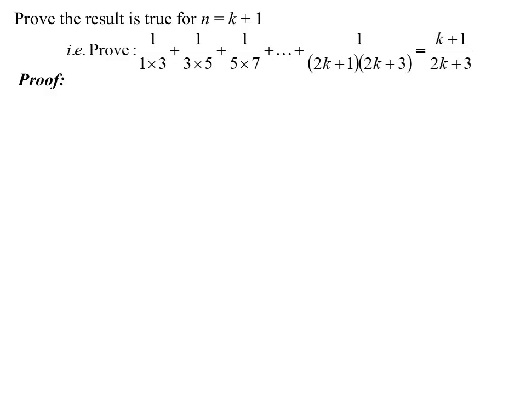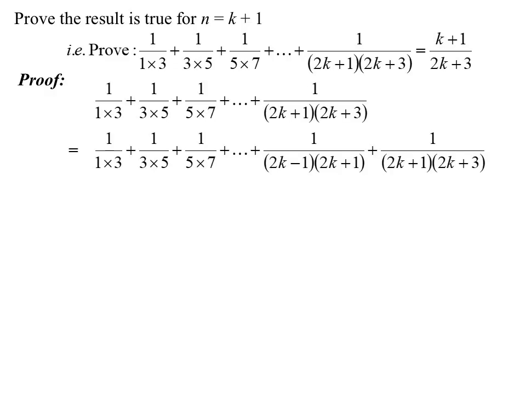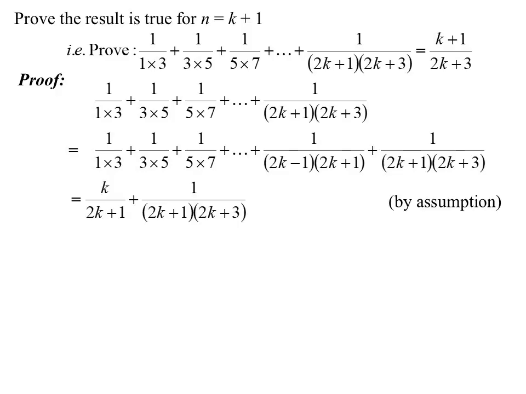Let's do the proof. I'll rewrite it. So I got clearly what I'm going to end up substituting in for the assumption, so our sum to k terms plus the next term. Do the substitution. Okay, I got algebraic fractions. The answer I want is also an algebraic fraction. Make it all one fraction. Common denominator then becomes 2k plus 1, 2k plus 3. I'm heading to something which just has a denominator of 2k plus 3.